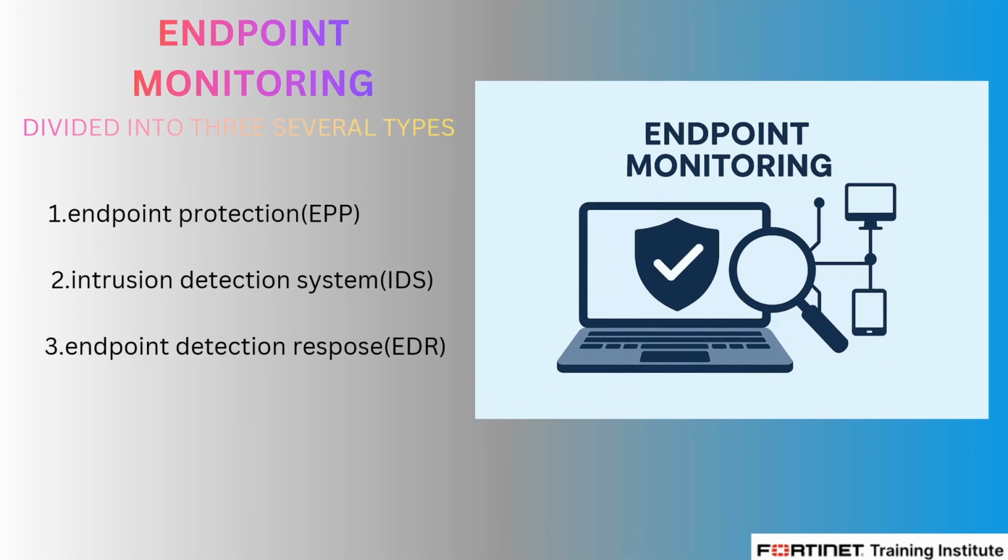Here we can see types of endpoint monitoring. Endpoint monitoring is divided into three main categories: endpoint protection, intrusion detection system, and endpoint detection and response. These are nothing but EPP, IDS, and EDR. Each plays a critical role in maintaining endpoint security.